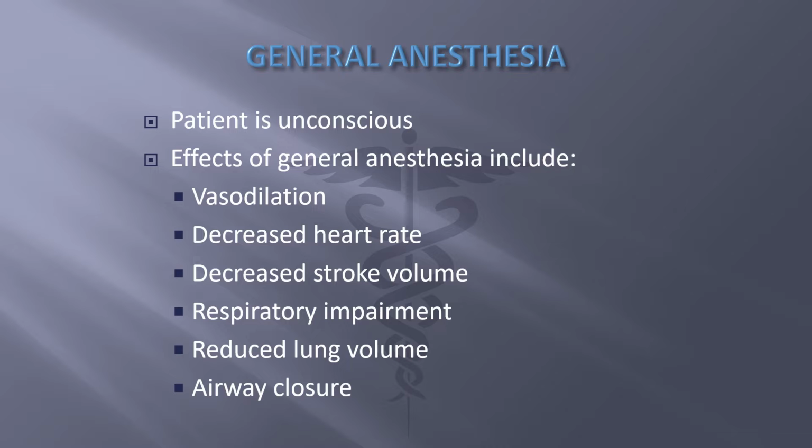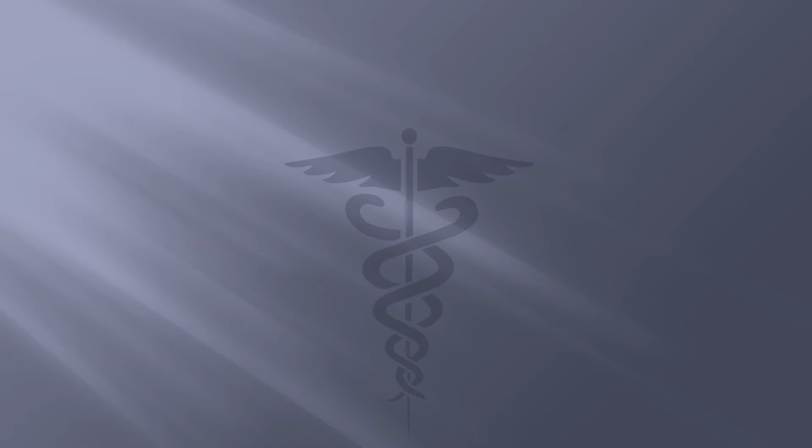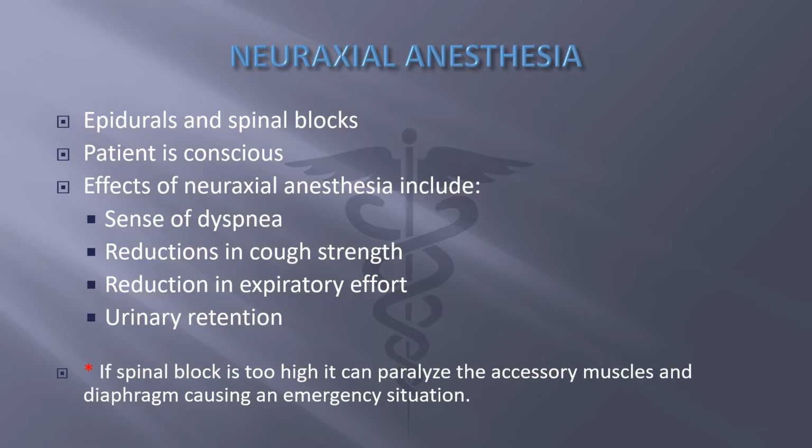The second type of anesthesia is neuraxial anesthesia, and these are your blocks: epidurals, spinal blocks, regional type blocks. For these blocks, the patient is usually conscious. The side effects of the neuraxial anesthesia include a sense of dyspnea, a reduction in cough strength, reduction in expiratory effort, and urinary retention, because we've put part of their body to sleep.